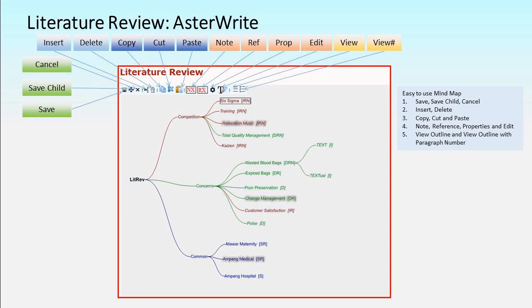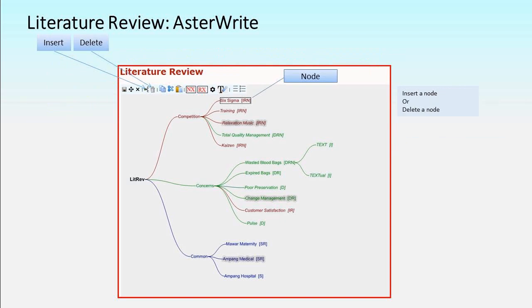These are the save, save child, cancel, insert, delete, copy, cut and paste, note, reference, properties and edit, and view outline and view outline with paragraph number. In AsterWrite, your literature review is guided by the mind map. A node is an item in the mind map. The insert button inserts a node. The delete button deletes a node.